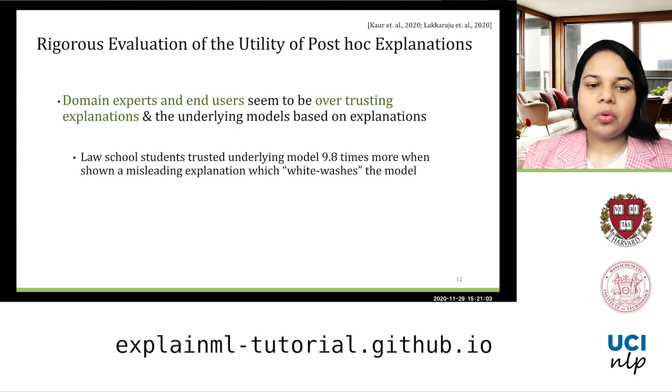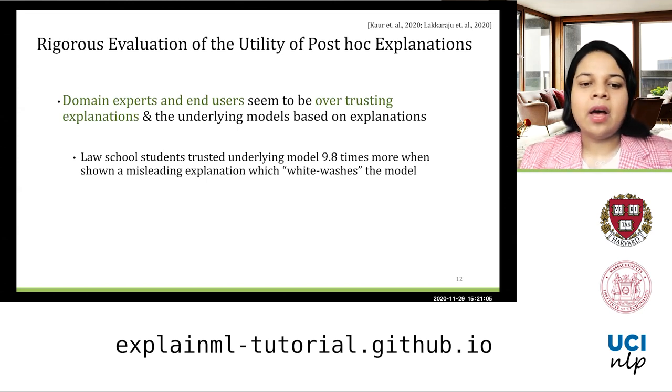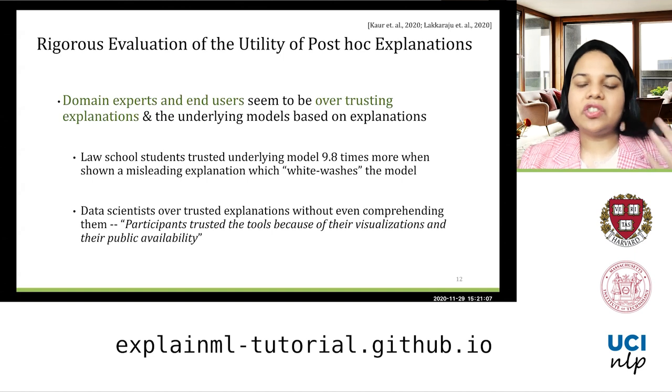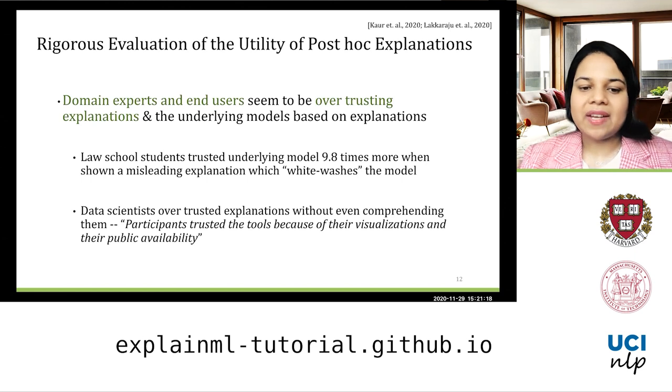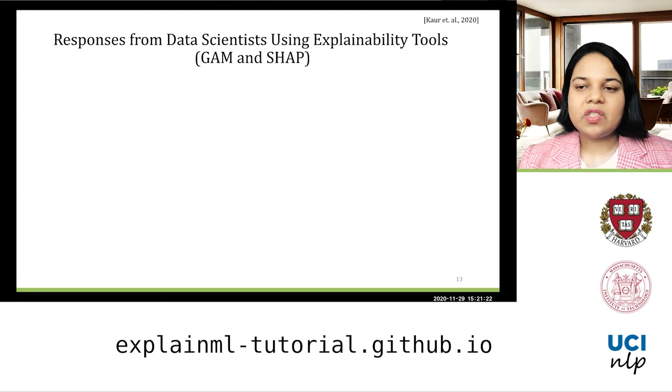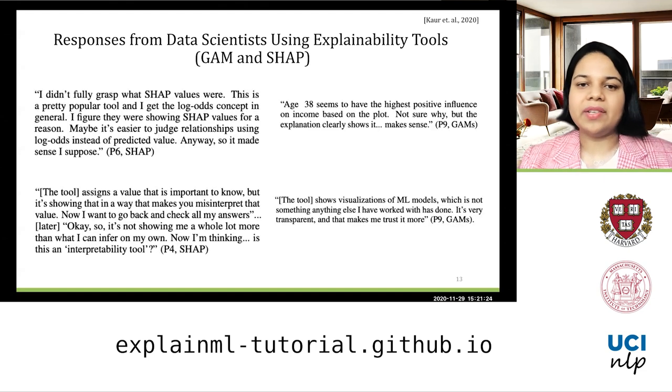And it was also shown that data scientists were basically overly trusting explanations without even comprehending what they are. In fact, this paper has an interesting snippet which says that participants trusted the tools because of their visualizations and their public availability, which is also evidenced by some of the responses provided by them.